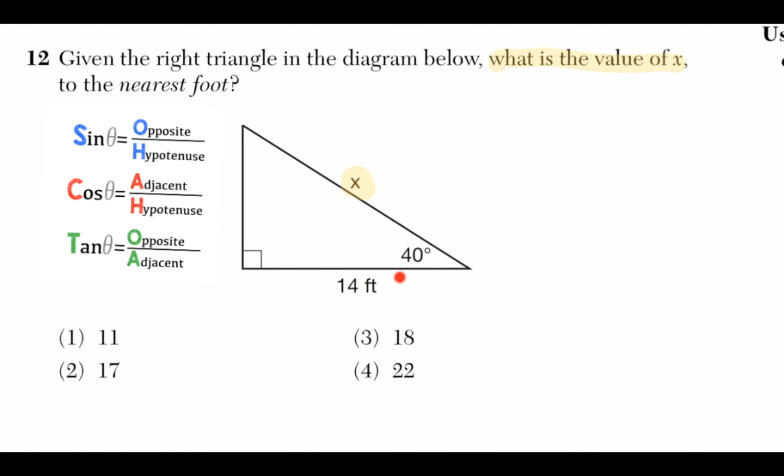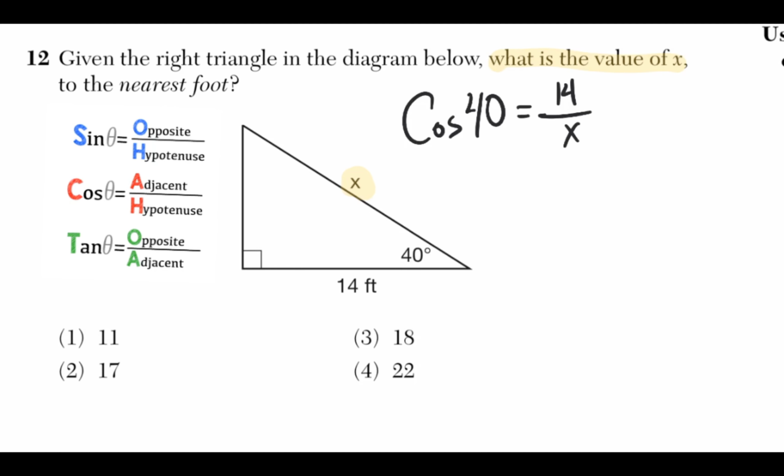Well, 14 feet is the adjacent side. X, of course, is the hypotenuse. So of these three options, we're going to be doing cosine. And so let's set this up and let's solve for x. So I know that it's cosine of 40 equals what over what? It's adjacent over the hypotenuse. So we're going to do 14 over x.